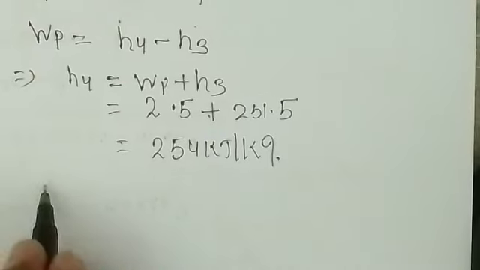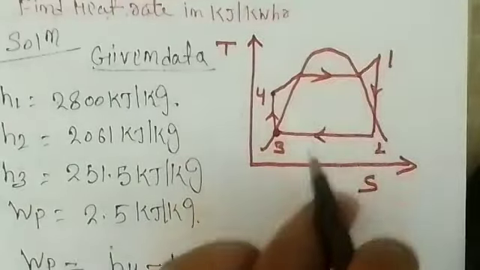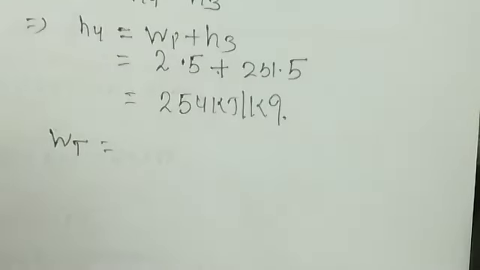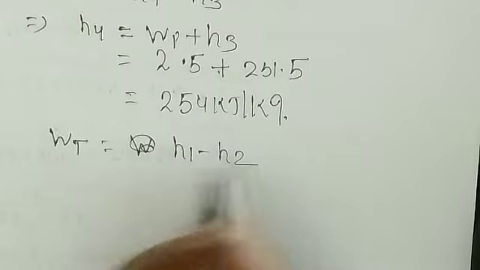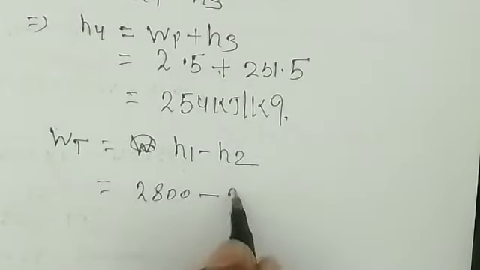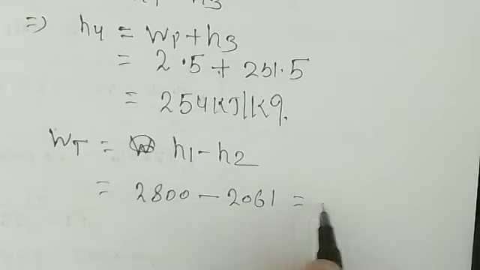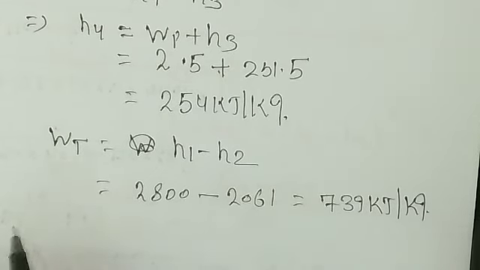Now we can find the turbine work. So WT is equal to what? WT is from 1 to 2, means H1 minus H2. So WT is equal to H1 minus H2. H1 is given as 2800 and H2 is 2061. We got the value, that is 739 kilojoule per kg, right?